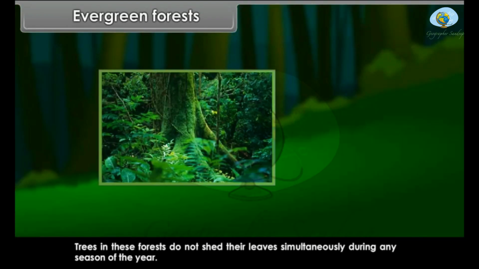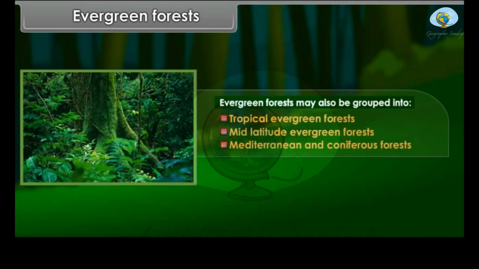Evergreen forests. Trees in these forests do not shed their leaves simultaneously during any season of the year. Evergreen forests may also be grouped into tropical evergreen forests, mid-latitude evergreen forests, Mediterranean and coniferous forests.